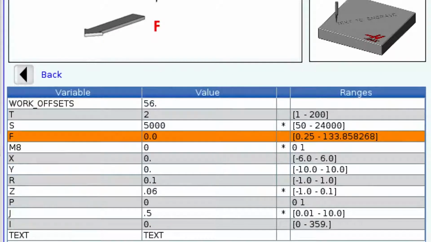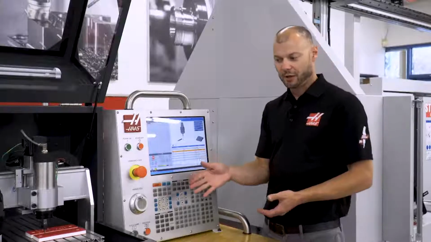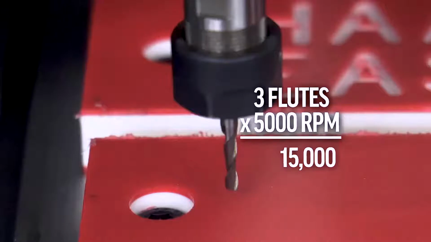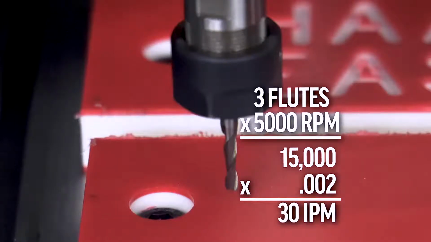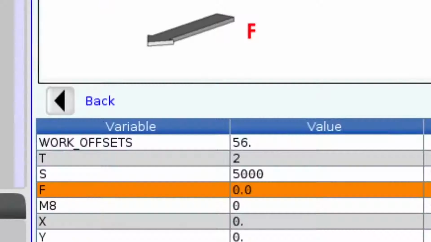Since I selected 5,000 RPM, and I know my end mill has 3 flutes, and I know a good chip load for this plastic material is 2 thousandths per flute, I take 15,000 times 0.002, which would give me 30 inches per minute. So I'm going to enter 30 with a decimal because this one requires a decimal.